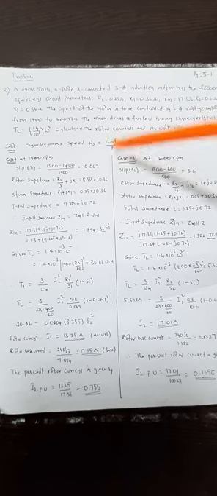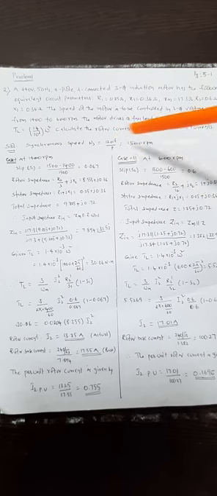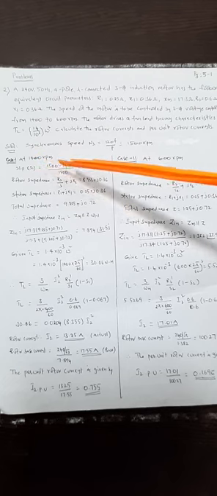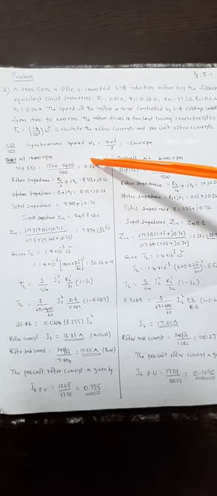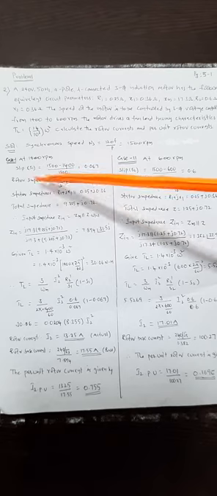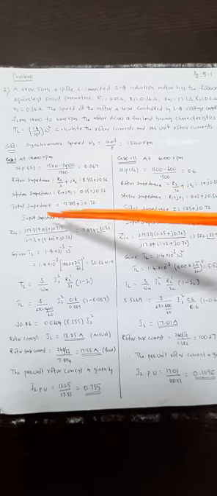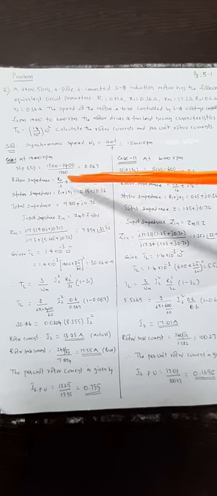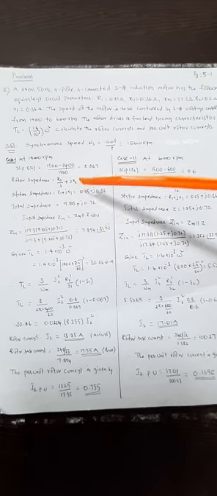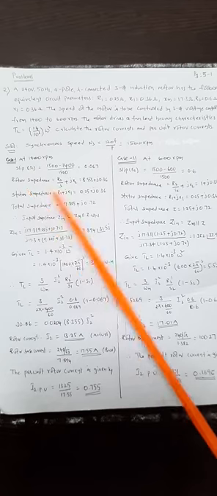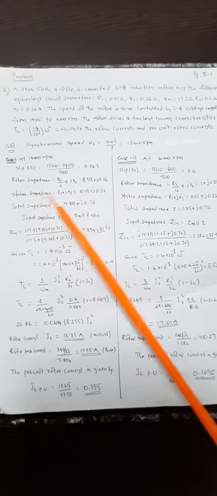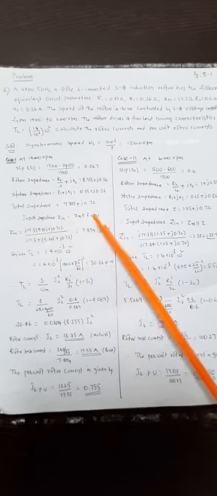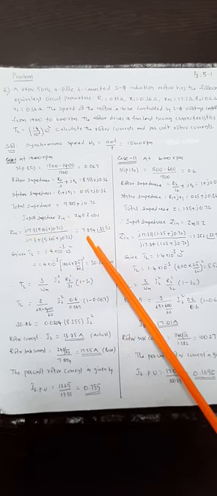What is NS? 120 F by P, where P is the number of poles: 1500 rpm. So you have to take case 1, 1400 rpm. Calculate the slip. The impedance of the rotor side as well as the stator side is useful for us to calculate the rotor per unit currents, base currents, everything. So the rotor impedance is R2 by S plus jX2, and the stator impedance is R1 plus jX1. The total impedance is calculated and kept here.